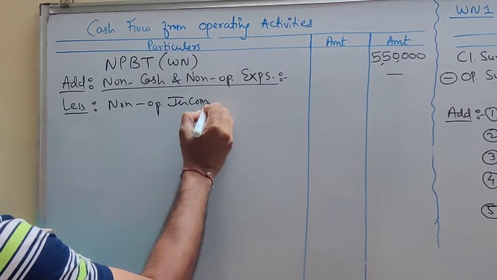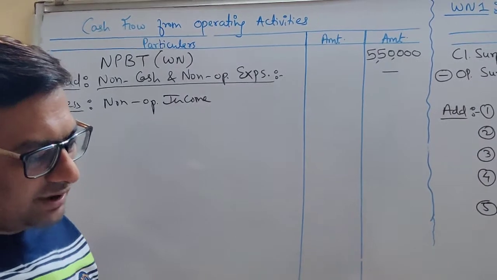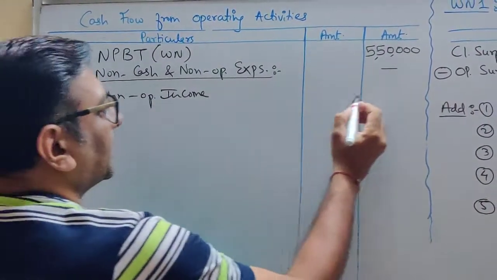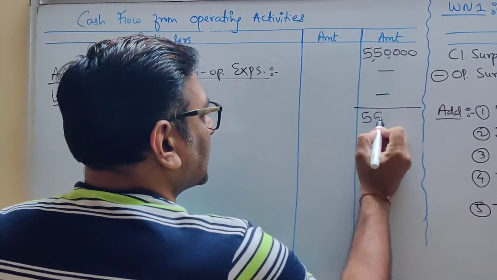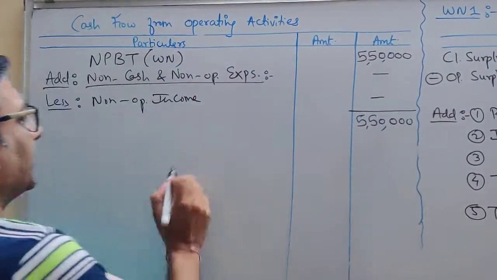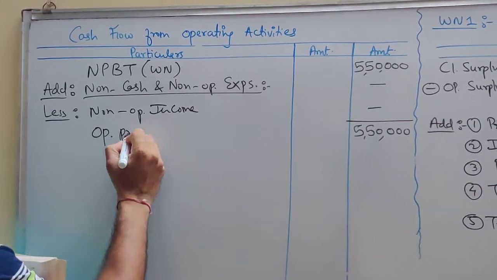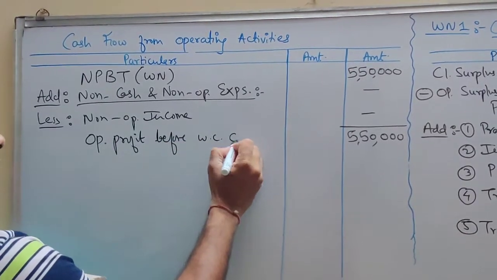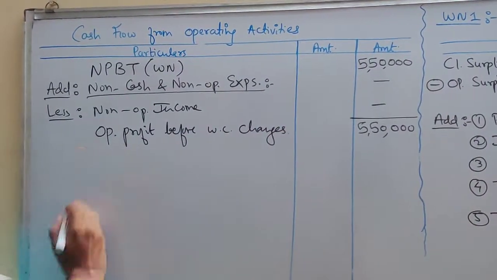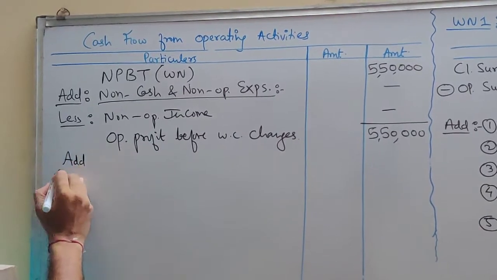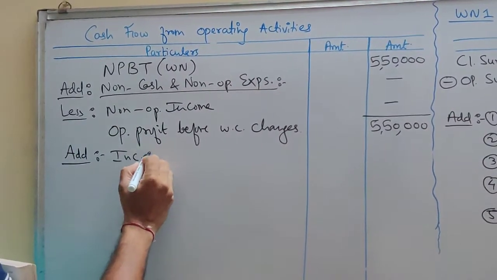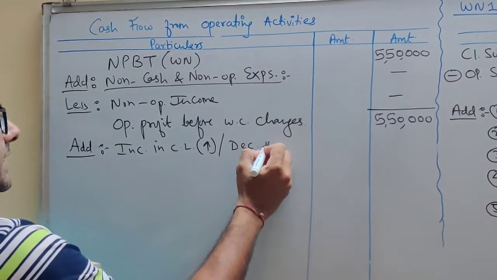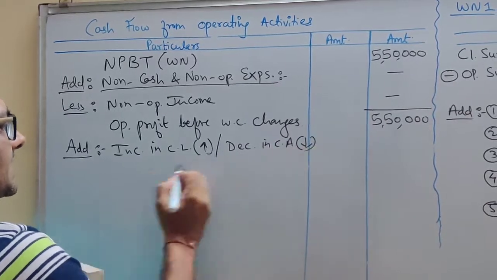non-operating income. Let's check once whether there is a non-operating income given. No, even this is not there. So your answer will be the same, 5,50,000. What to write? Operating profit before working capital changes. Now what to write next? Next heading is increase in current liability and decrease in current asset.